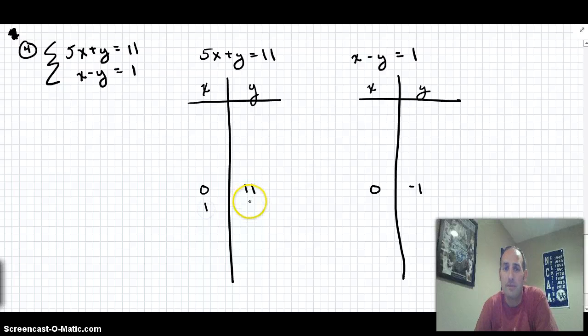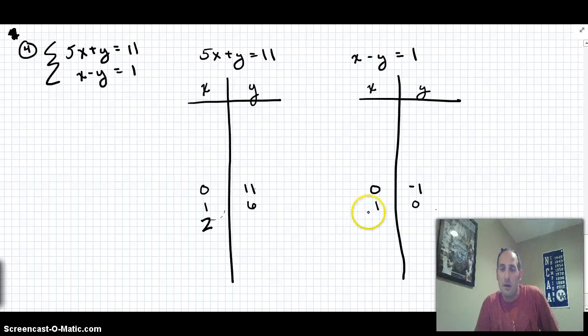We could go and put a 1 in. If I have 5 times 1 plus y, then y would have to equal 6 to make this match up. Well, in this case, if x is 1, 1 minus 0 equals y. Again, that's not a match, but what I do notice is this. When you compare the y values for (0, 11) and (0, negative 1), those were 12 apart. But (1, 6) and (1, 0), those are only 6 apart. So they're getting closer, which is going to lead me to where I'm going next.